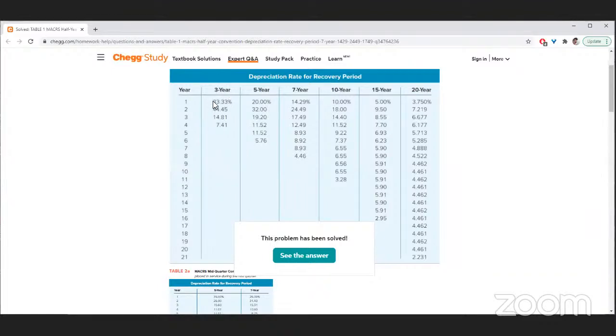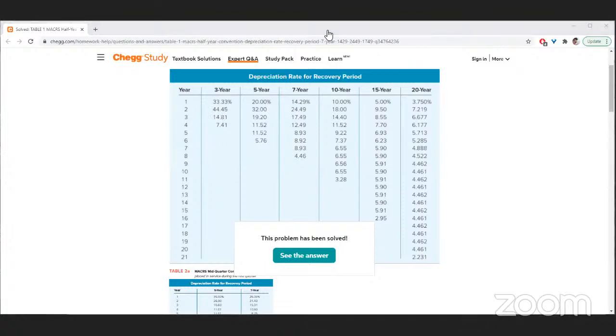First year, the value of $1.4 million will be depreciated 33.33%. Second year, depreciated 44.45%. And third year, depreciated 14.81%. Until the end, the salvage value is only worth 7.41%. That's what it means. So remember, take down this 33.33, 44.45, and 14.81.